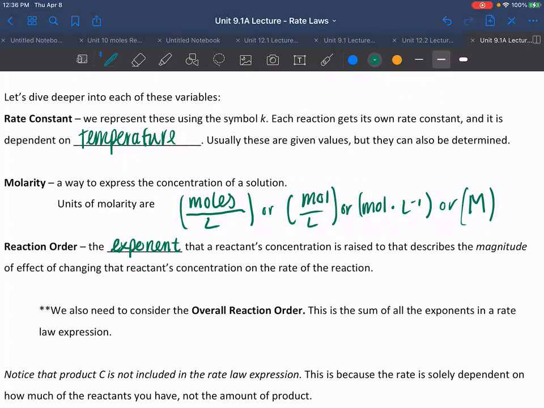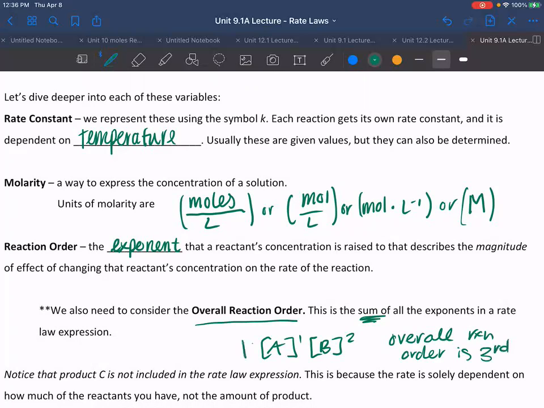And so we can also find what's called the overall reaction order. And this is just the sum of the exponents. So if we had, for example, exponents of A1, B2, our overall reaction order is third. So you would just add 1 plus 2, if this was our generic equation. So overall reaction order, piece of cake, no problem here.